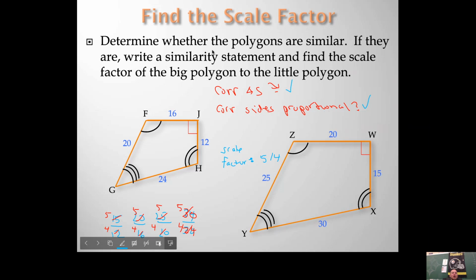We need a similarity statement. Big to little, remember. So name this any way you want. I'm going to name it X, W, Z, Y. That's going to be similar to this smaller one. Notice how X had the 2 arcs. H has 2 arcs. W is the right angle, so is J. That's your similarity statement.